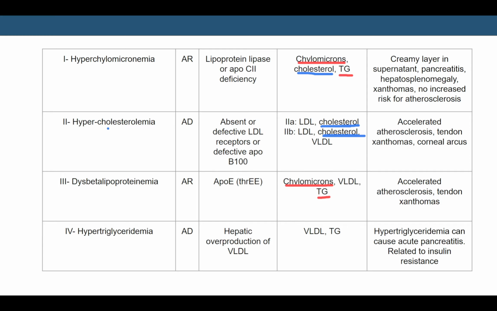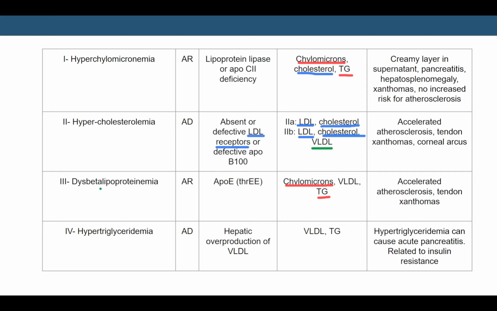In type 2, hypercholesterolemia, from its name, cholesterol is increased, and the cause of it is defective LDL receptors. So LDL is also going to be increased. And you have to know that in type 2, there are two subtypes, 2A and 2B. In 2A and 2B, both of them have increased LDL levels and increased cholesterol levels. For type 2B, you have to know that there's one thing additional that's going to be increased. It's VLDL. So VLDL is also going to be increased.